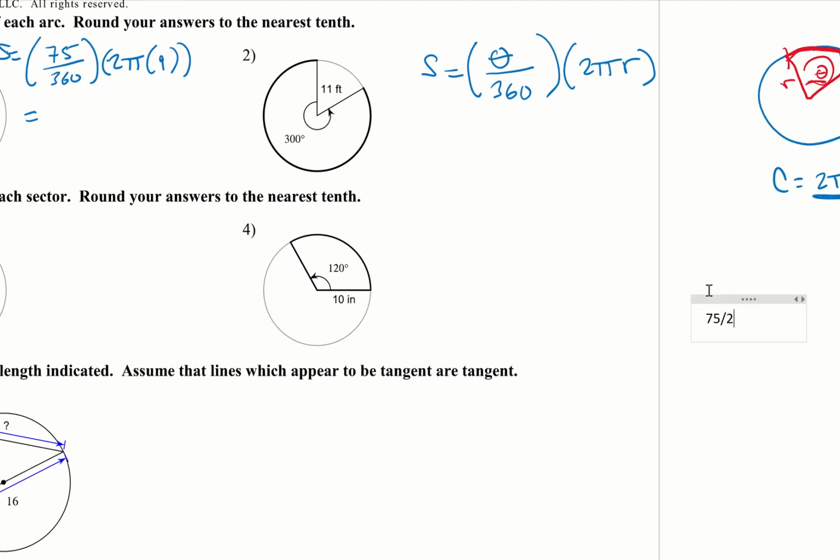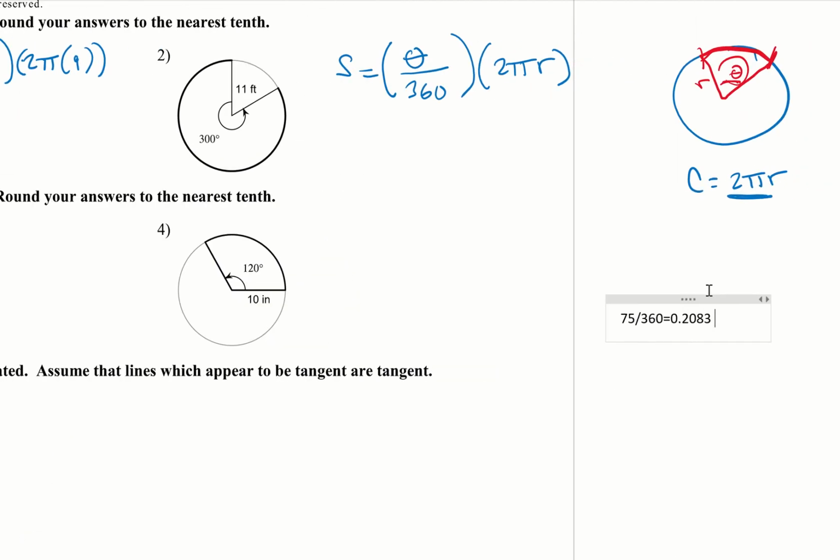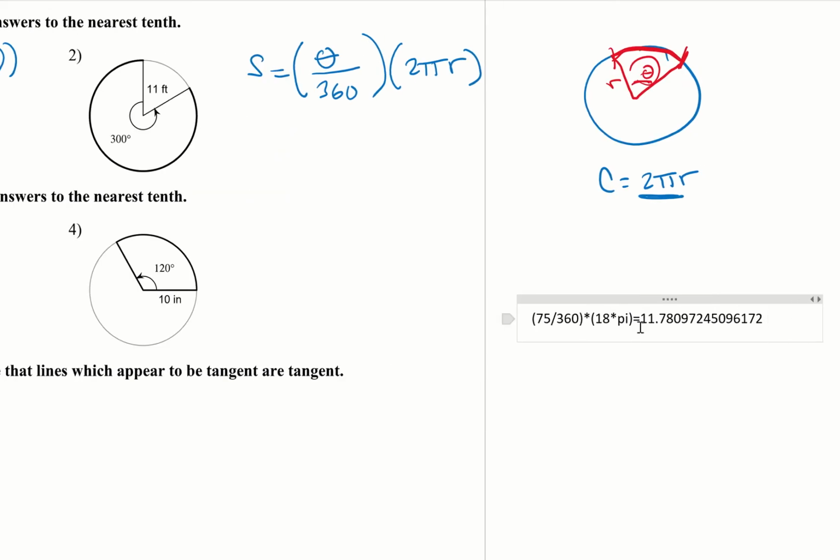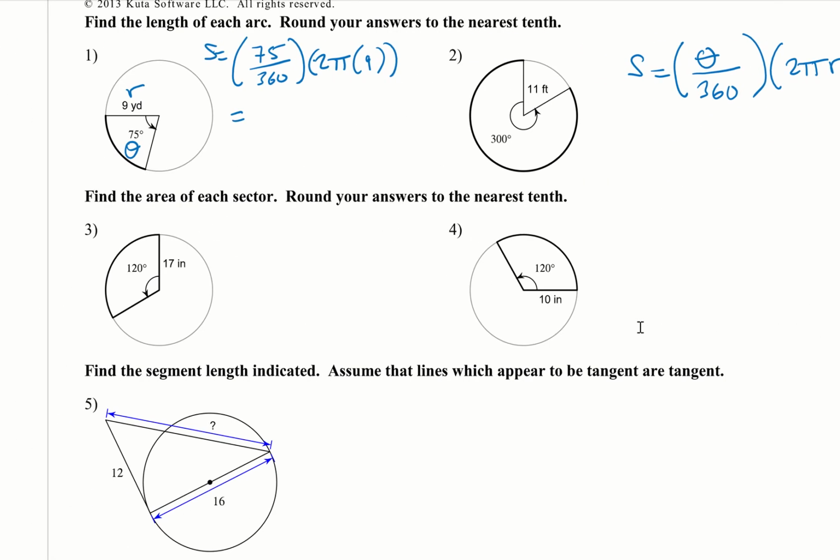So we got 75 out of 360, and I'll put that in parentheses, times 18 pi. We get about 11.8, rounded to the nearest tenth. So the S is approximately 11.8 yards.